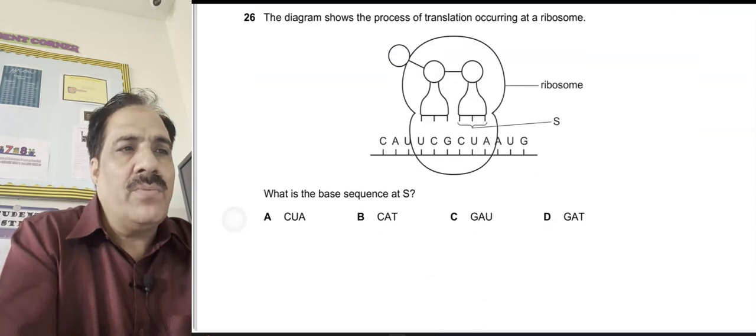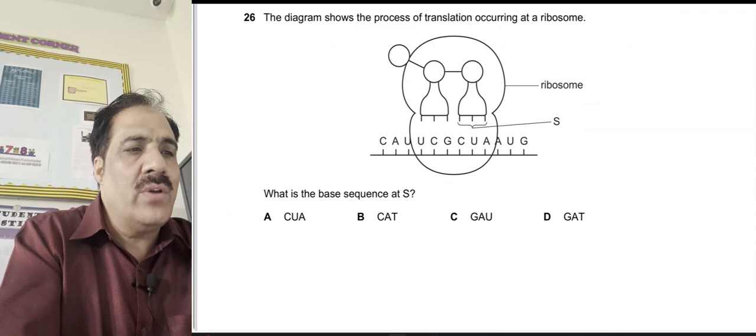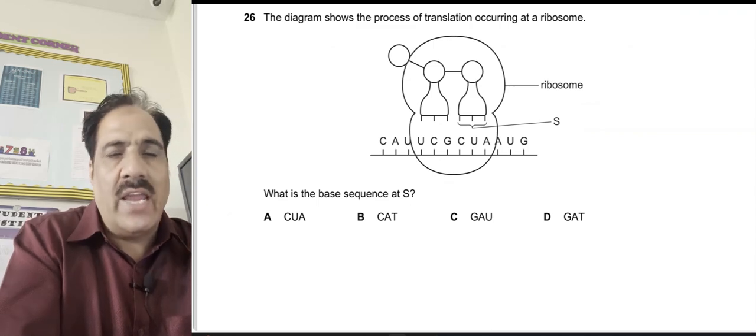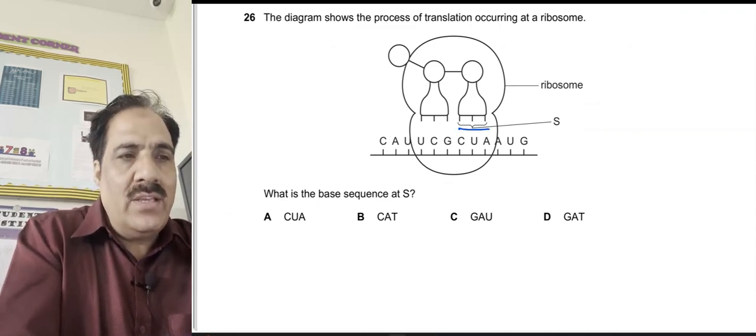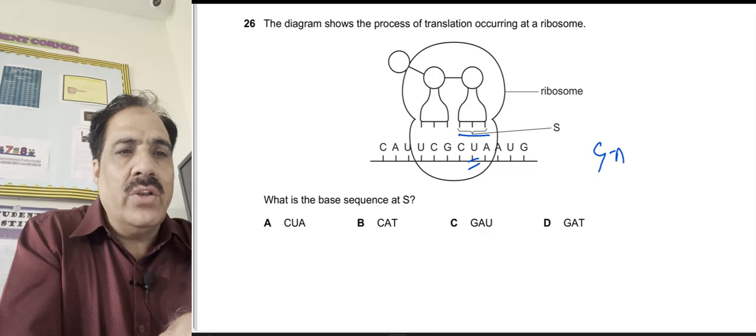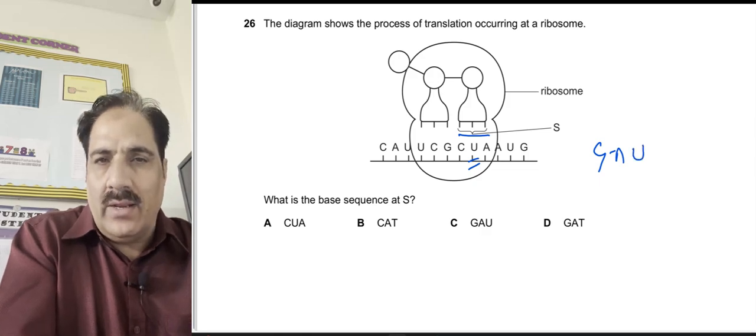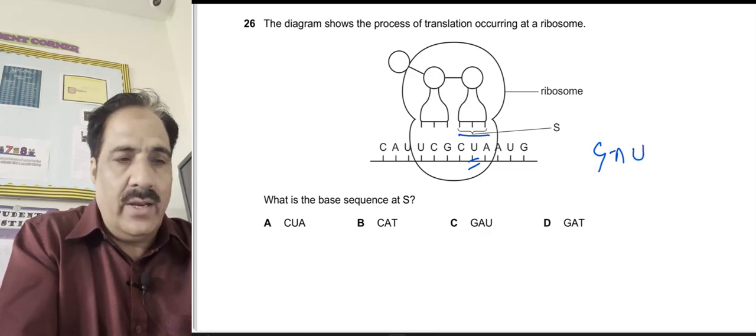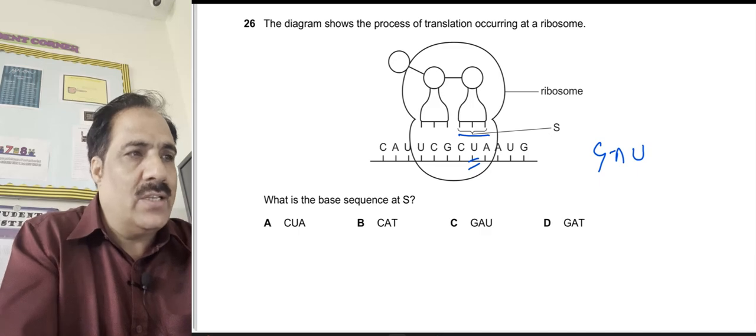The diagram shows the process of translation occurring at a ribosome. What is the base sequence at S? S is over here. This is the anticodon. If we have C here, it should contain G. If we have U here, it should contain A. And if we have A here, it should contain U, because we don't have T in RNAs. So GAU means C is the correct option.